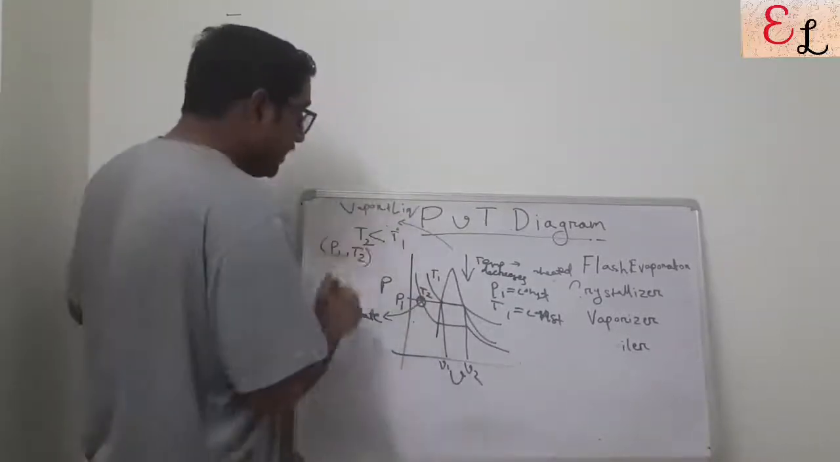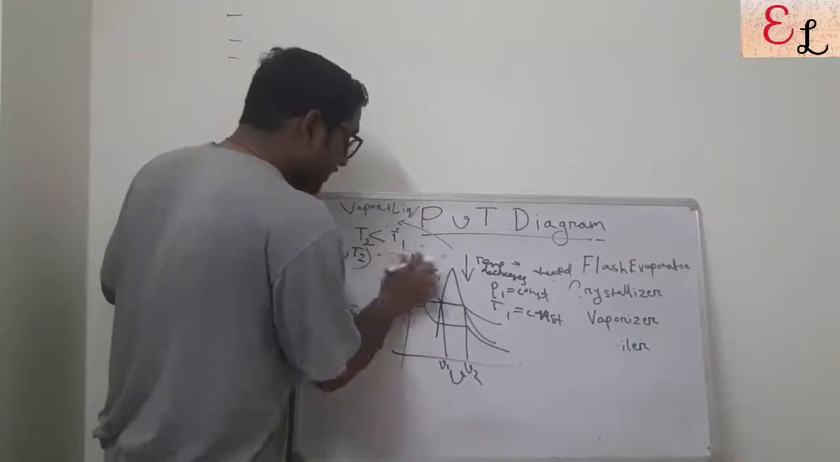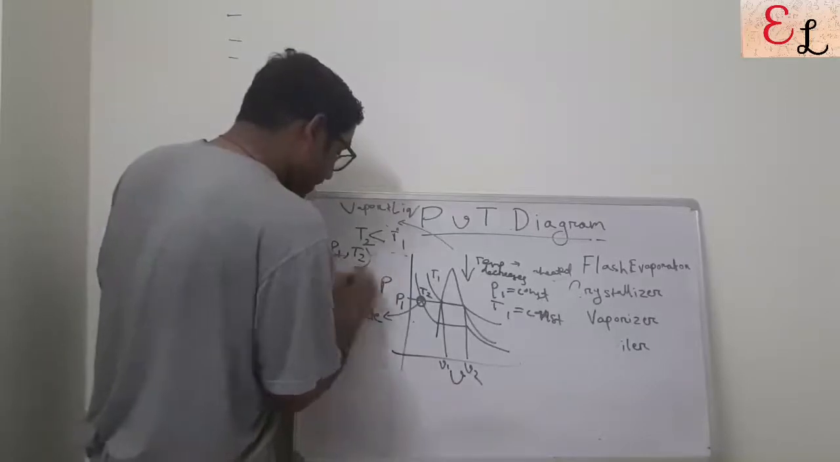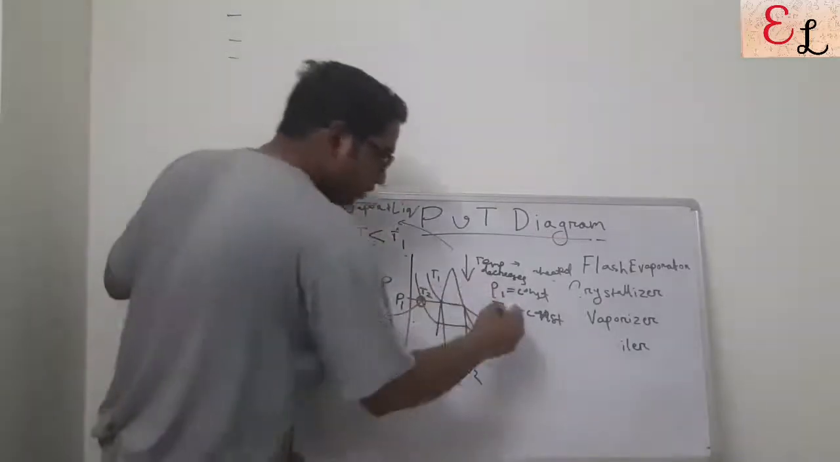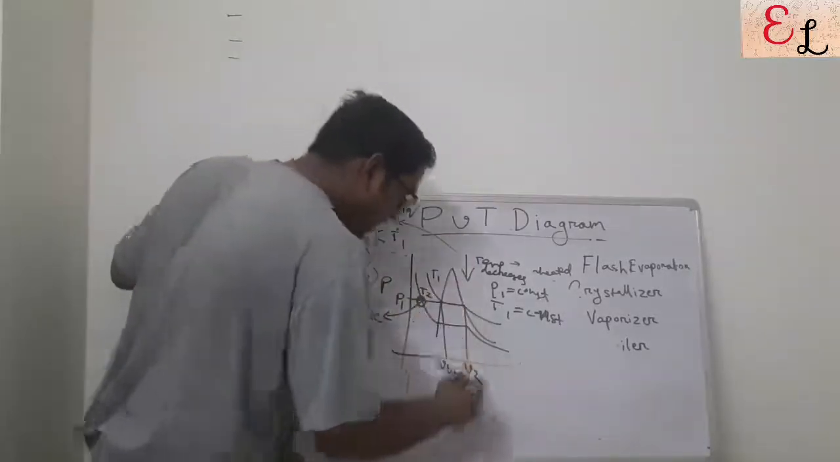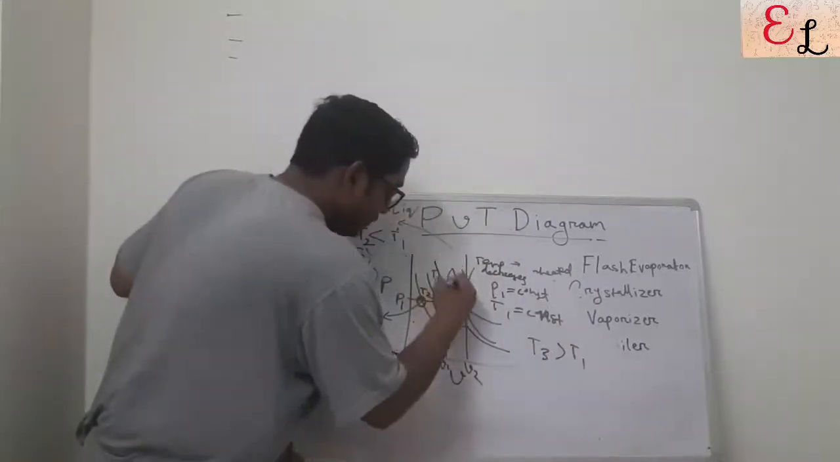Now supposedly I take a temperature T3. P1, T3. Keeping the pressure constant, I am changing the temperature. Supposedly T3 is greater than T1. So it will be something like this.